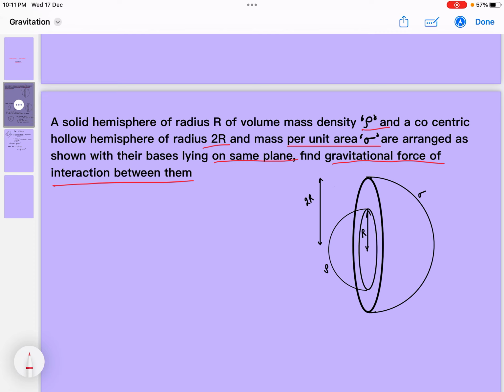So it means with the help of some external agent, that system has been placed, right? And in this system, between these two hemispheres, we need to find the force of gravitational interaction. So gravitational force is required between the two bodies, right beta? So try this question for 2 to 3 minutes and then we will see its solution. Okay? Right. Now let's discuss its solution.